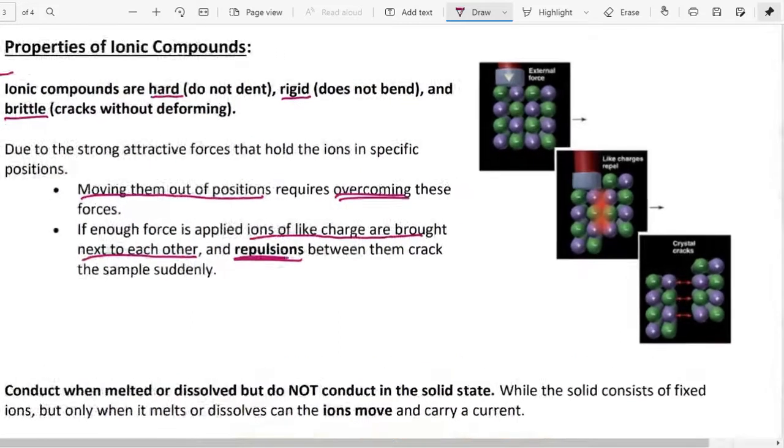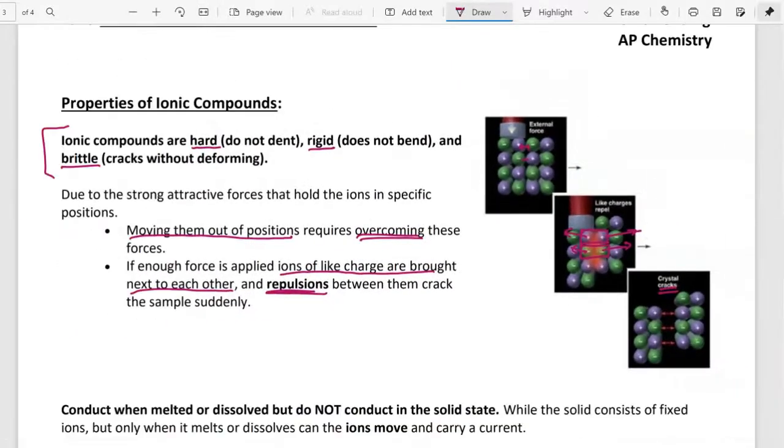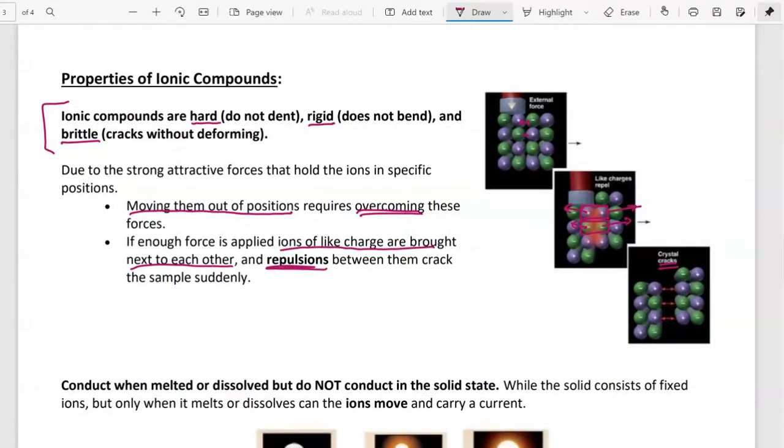So let me just see if I can magnify this over on the side just a little bit. You'll see here we have attractions that occur between these ions where they're attracting each other. All of a sudden, when we use enough force, we'll see positive ions next to each other, negative ions next to each other, and those are going to repel from each other. And then we actually get a crack in the crystal. So that's why it's different than what we mentioned before with metallic bonds. The ionic bonds and the characteristics of ionic bonds give it very different properties.